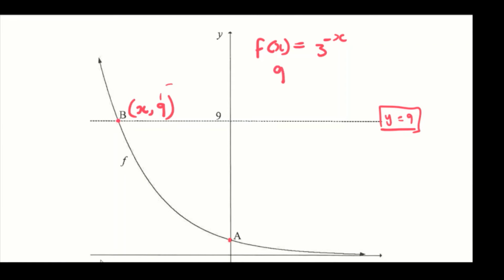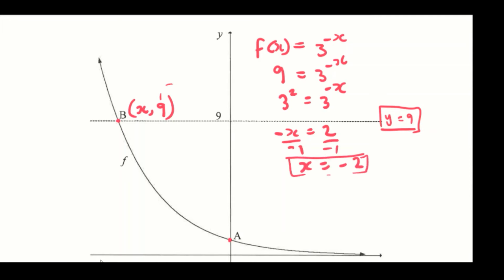So y is equals to 9 being equals to 3 to the power of minus x, and 3 to the power of 2, sorry. 3 to the power of 2 is 9, right? Equals to 3 to the power of minus x. So same base, you drop the exponent, so minus x is equals to 2, and then you divide by minus 1, divide by minus 1. X is equals to minus 2, so that is the x value of b. So therefore our coordinates of b is minus 2 and 9. So that is the solution for this problem here.